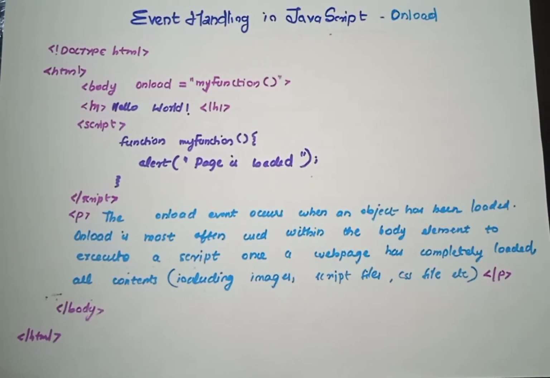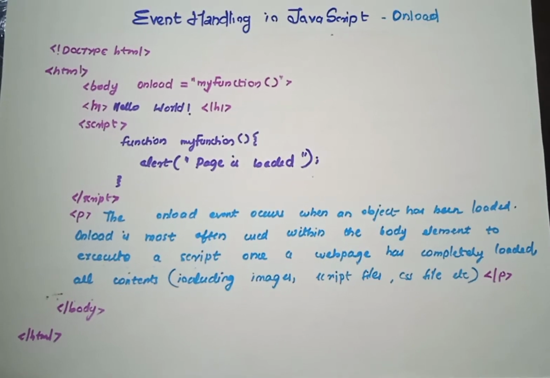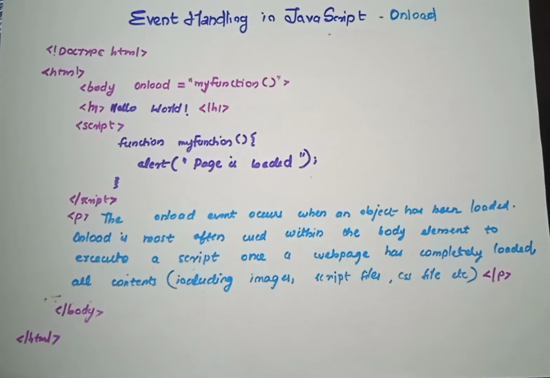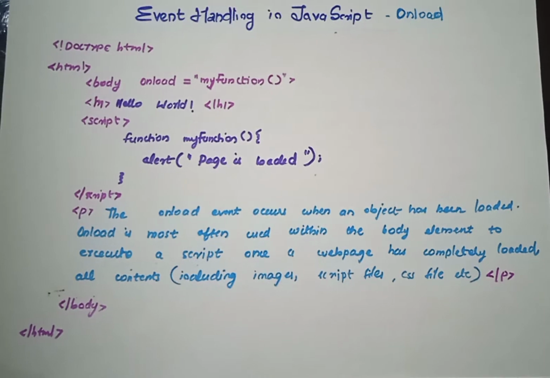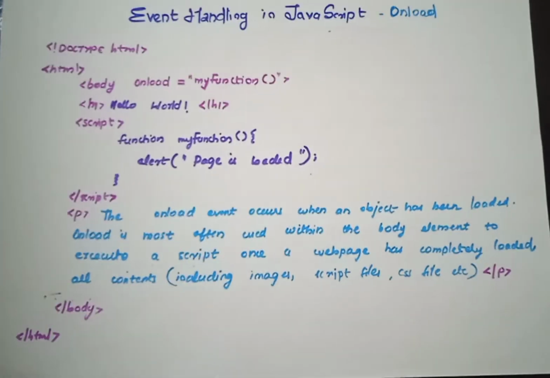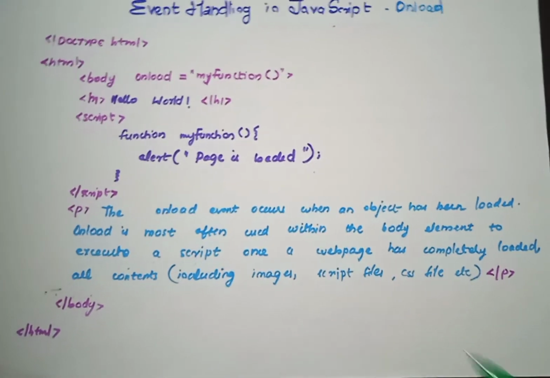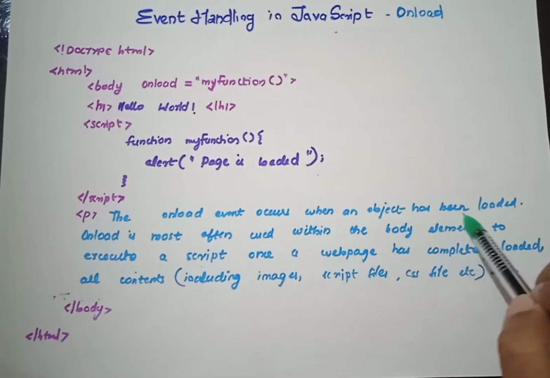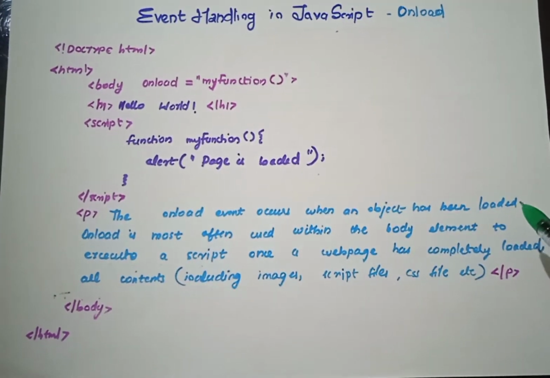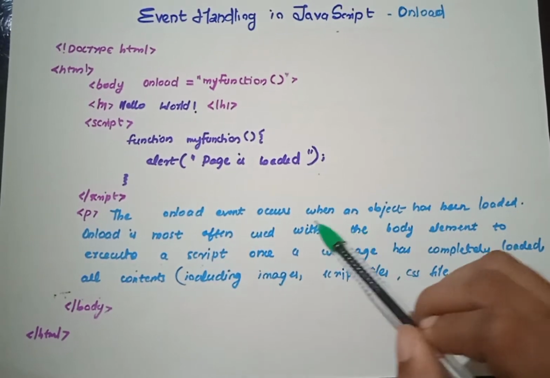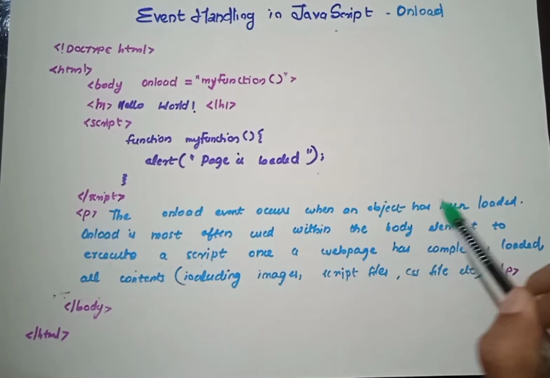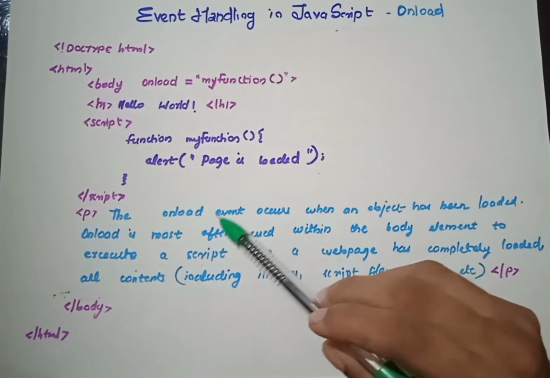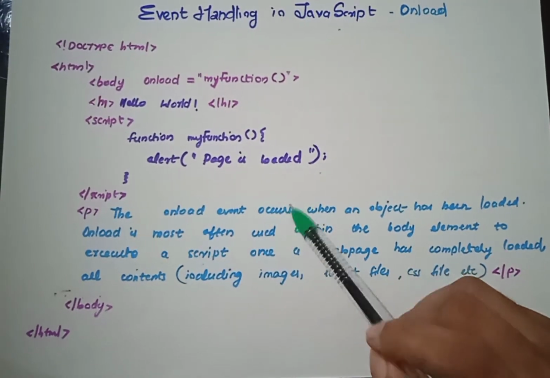So today we are moving to our next example on event handling in JavaScript, that is onload. So let's see firstly what this onload event actually is. The onload event occurs when an object has been loaded. I think you got what it is saying: when an object has been loaded, then this onload event occurs.